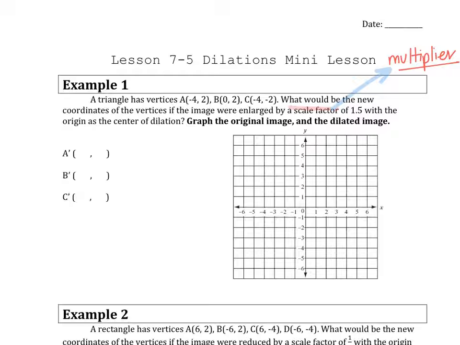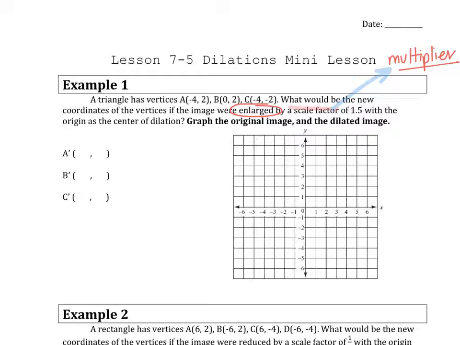It says a triangle has vertices of -4, 2, 0, 2, and -4, -2. And it says it was enlarged, and enlarged means bigger. So we want our picture ultimately to get bigger, with the origin as the center of dilation. All that means is that the origin is almost like your point of perspective. All of the lines of dilation will line up there, all of the vertices will line up, and that's the point where it almost starts, if you will. All the lines would gather there.